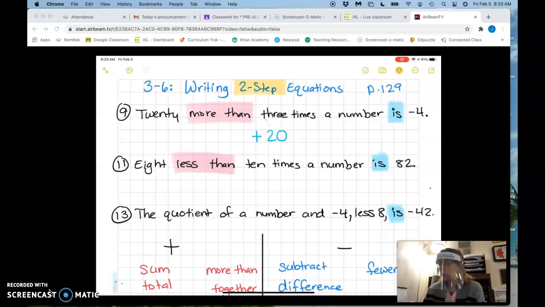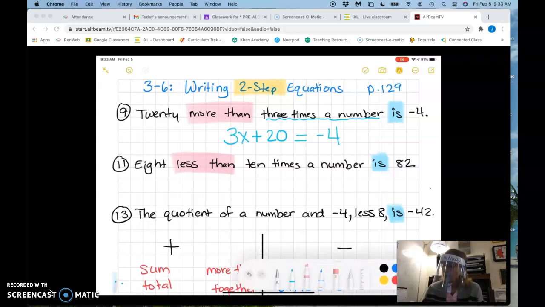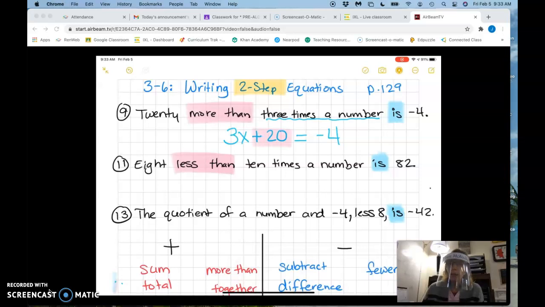What does 3 times a number look like? 3x. We don't know what the number is, so we'll just use x or n or some letter to represent it. So 3x plus 20. And then what am I going to put for is? Equals -4. Excellent. Okay, so the important thing, if you see more than or less than, that number has to go second. It's like opposite of what you think.